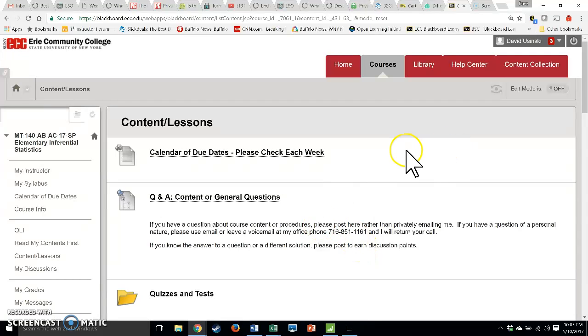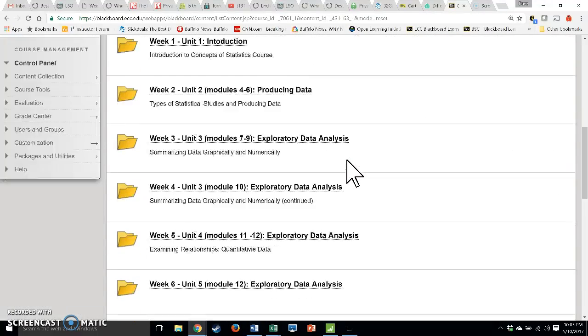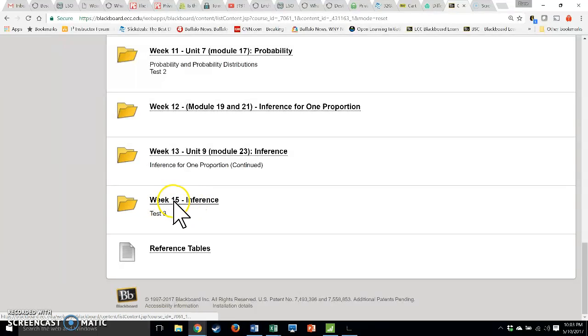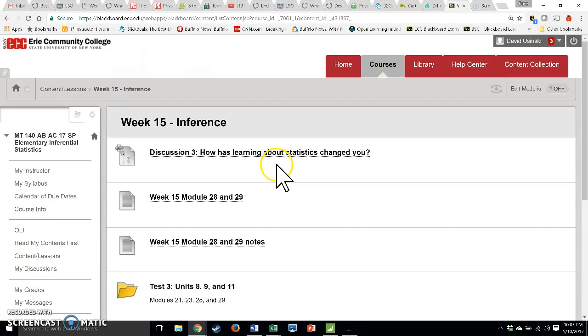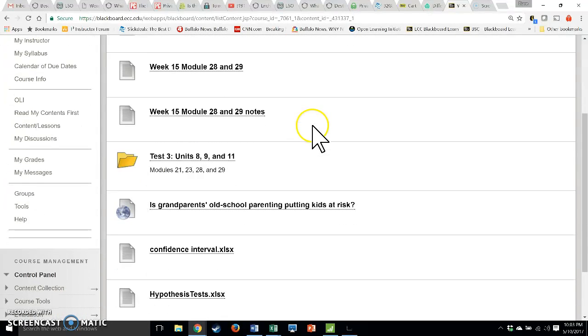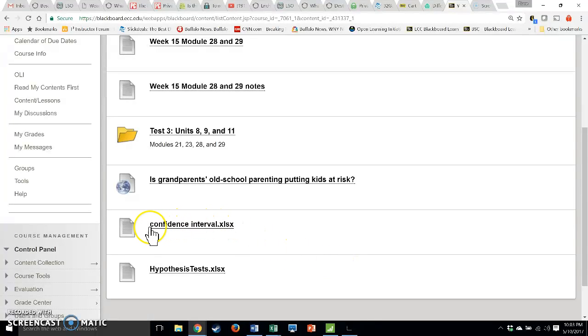Hi everyone, I wanted to do an example from modules 28 and 29. So first, let's open up the worksheet. If you go to week 15 and you click on the week 15 module 28 and 29, you'll have that document. And then you'll also need the confidence interval .xls.